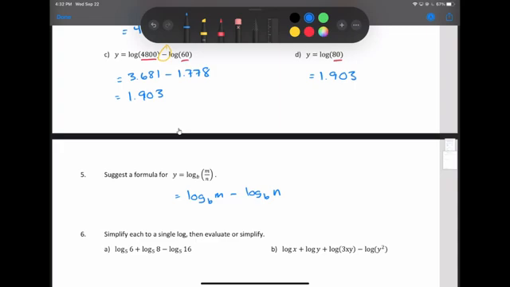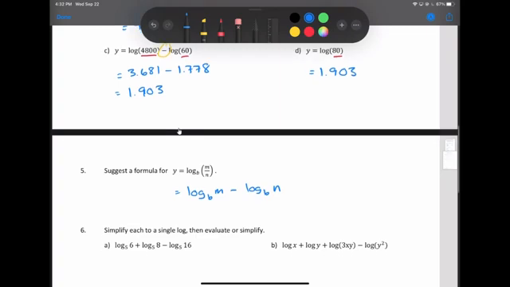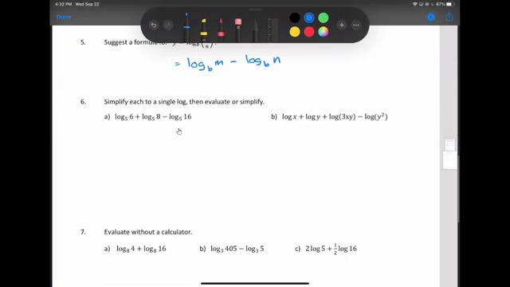Okay, let's use those rules to see if we can simplify some nastier looking things. So log base 5 of 6 plus log base 5 of 8 minus log base 5 of 16. First thing I'm going to notice is that they all have the same base, which is hugely important if this equation is going to work.